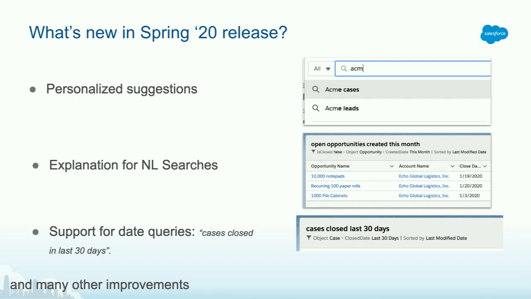Let's talk about new features we're launching in the Spring 2020 release. There are definitely a lot of improvements coming in our whole experience on Einstein search, but I want to highlight these three important and key features. We will be providing personalized suggestions moving forward from Spring 2020. So not only your search results are going to be personalized, but your suggestions are also going to be personalized, where as you start typing, you or other users in your organization may see different suggestions based on their usage.